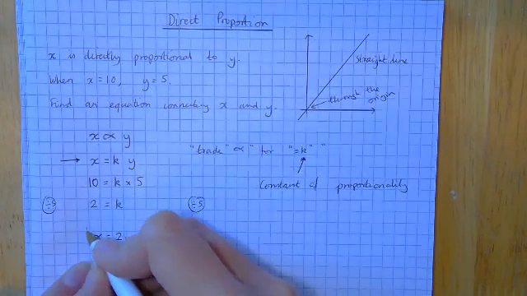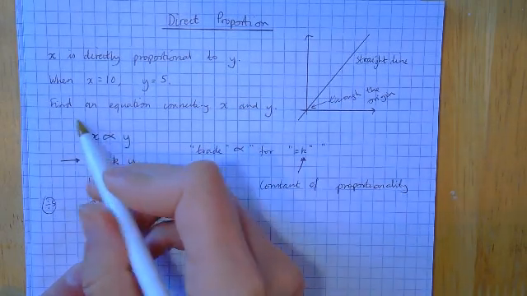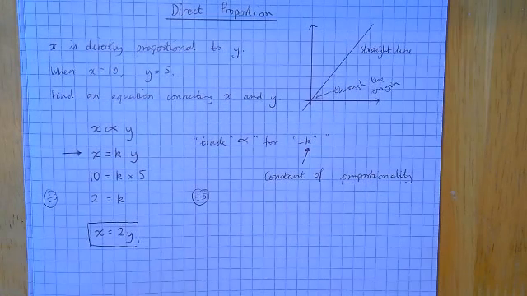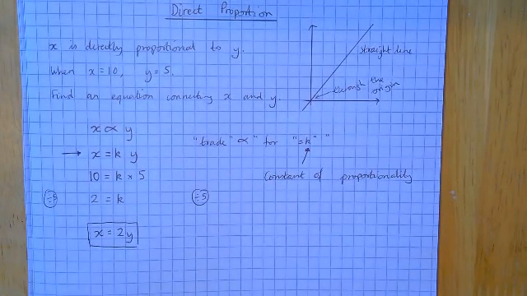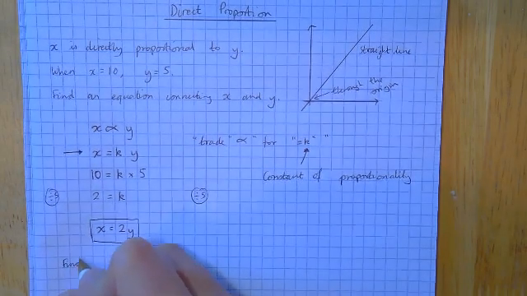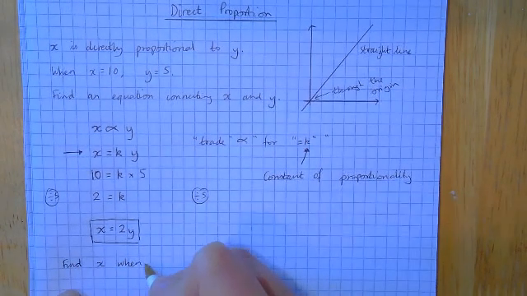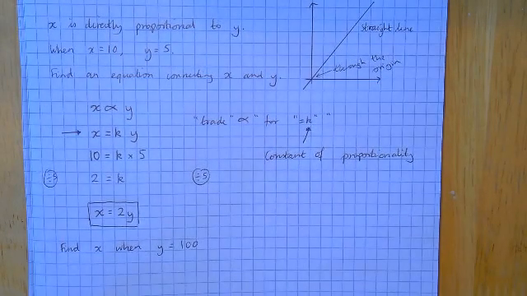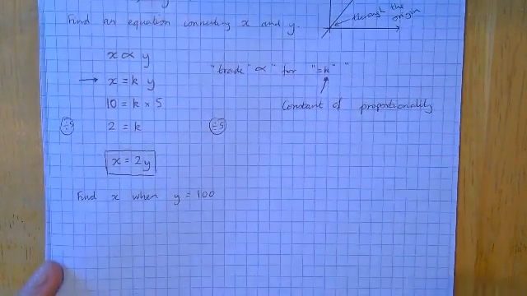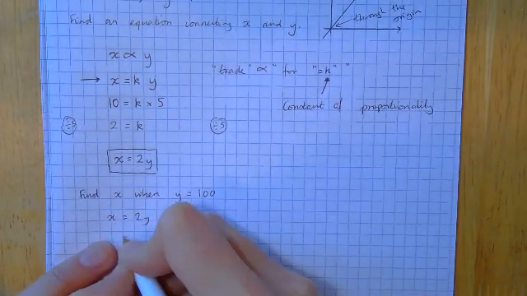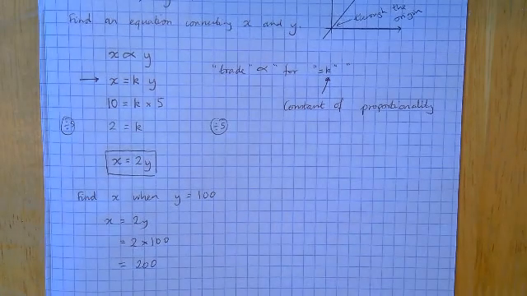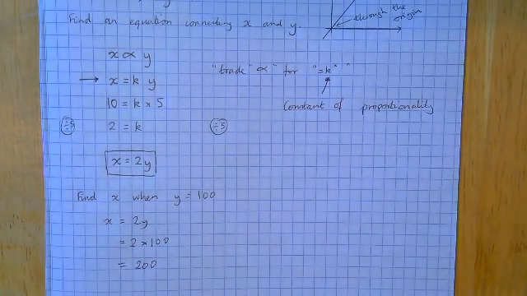So our answer would be x equals 2y. Now that is the answer to find an equation connecting x and y. Well, there's our equation connecting x and y. Now sometimes you'd be asked to use that equation. So it might say, find x when y equals 100. Something like that. That means now you've got an equation, use it. So I would say that x equals 2y, which is 2 times 100, so x equals 200.